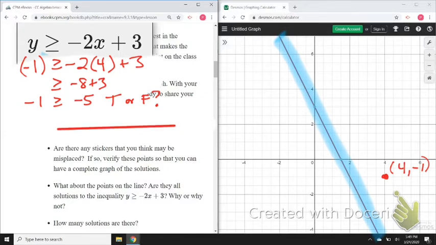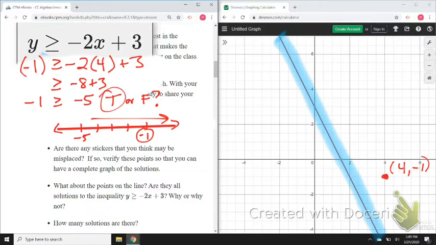Here is the number line. Here's negative 5. There is negative 1. That's negative 4, 3, 2. And because negative 1 is to the right of negative 5, as we go to the right, things are getting greater. So negative 1 is certainly greater than negative 5. So this is going to be true.